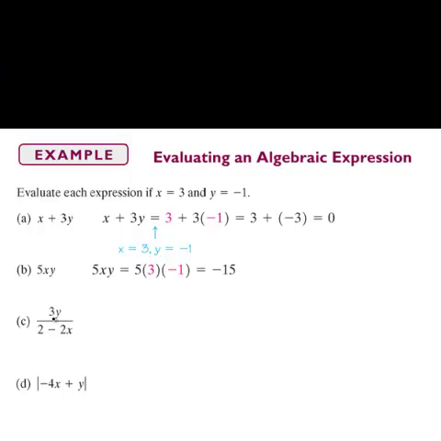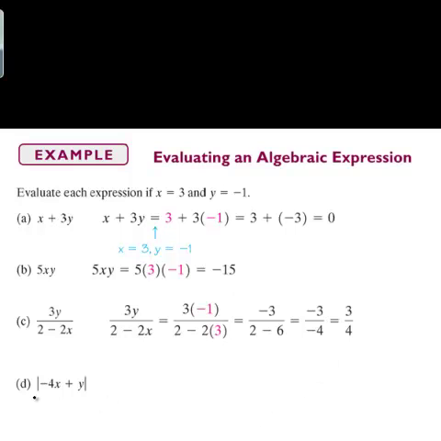Or if you got 3y over 2 minus 2x, remember you're going to figure out what 3y is. You're going to figure out what 2 minus 2x is, and then you'll divide as your last step, following the rules for the order of operations, right? So you plug in negative 1 for y, and you plug in 3 for x. And simplify. 3 times negative 1 is negative 3. In the denominator, you have 2 minus 2 times 3. 2 times 3 is 6. So what you got there, 2 minus 6 is negative 4. Negative 3 over negative 4 is 3/4.